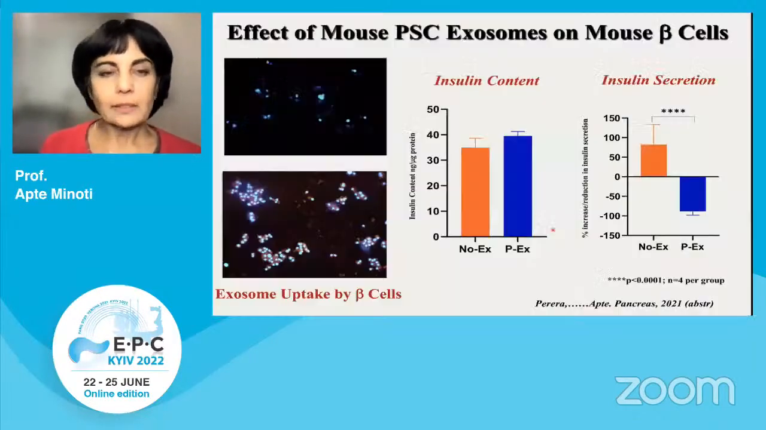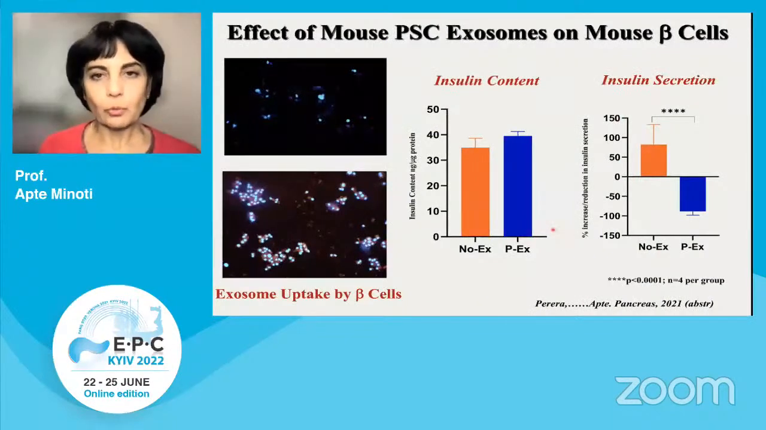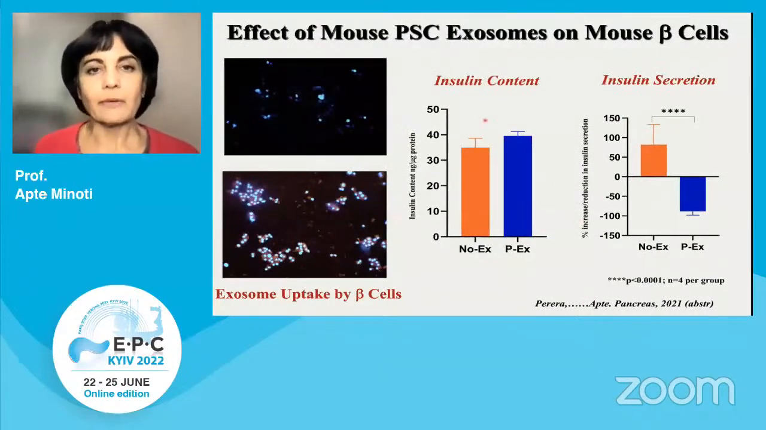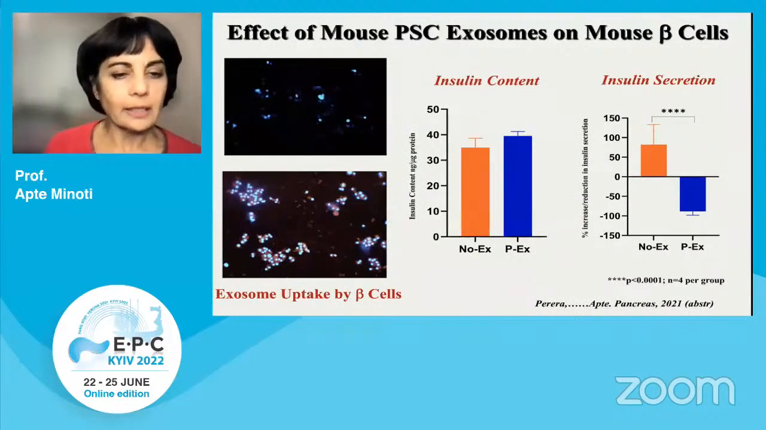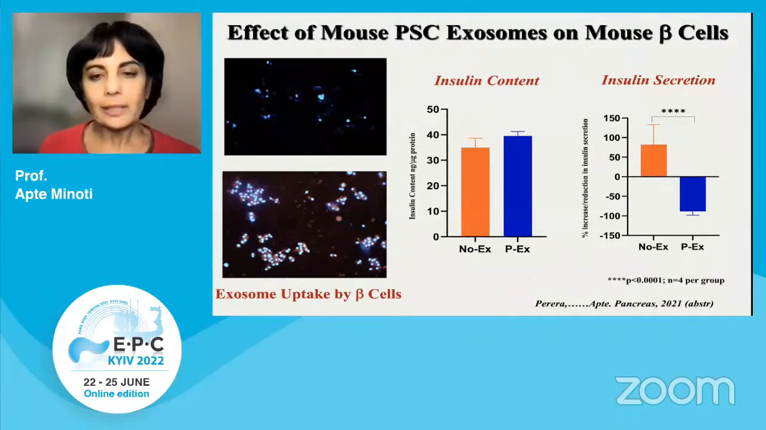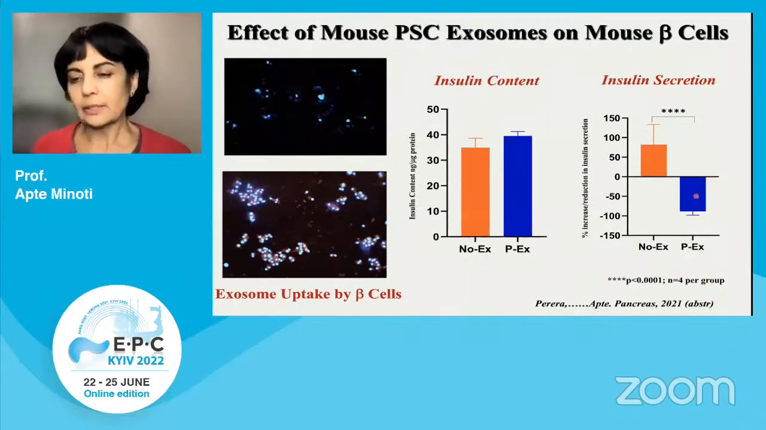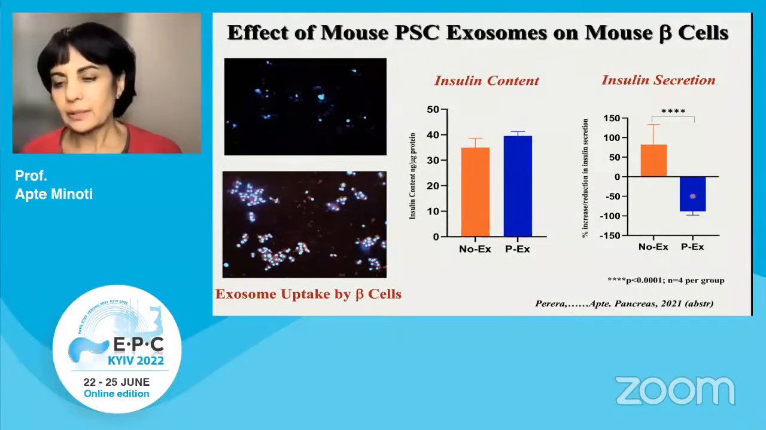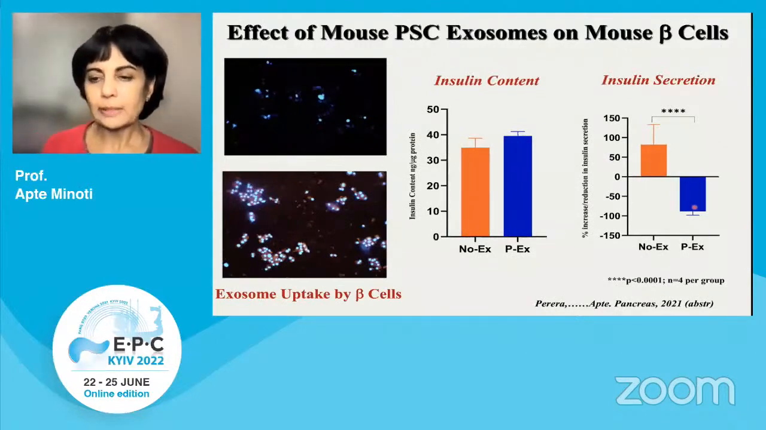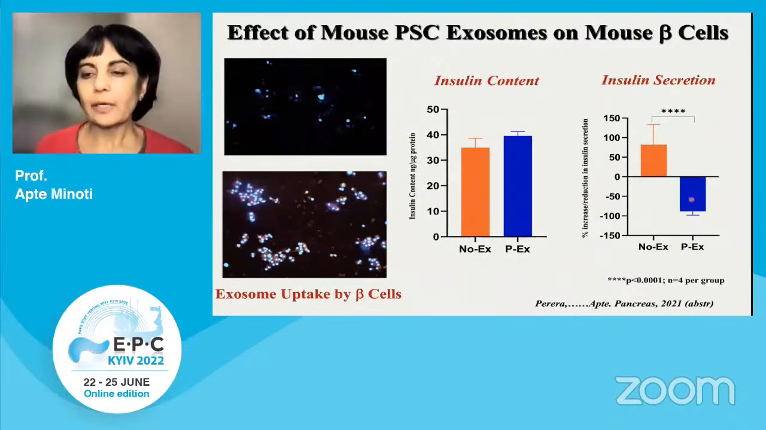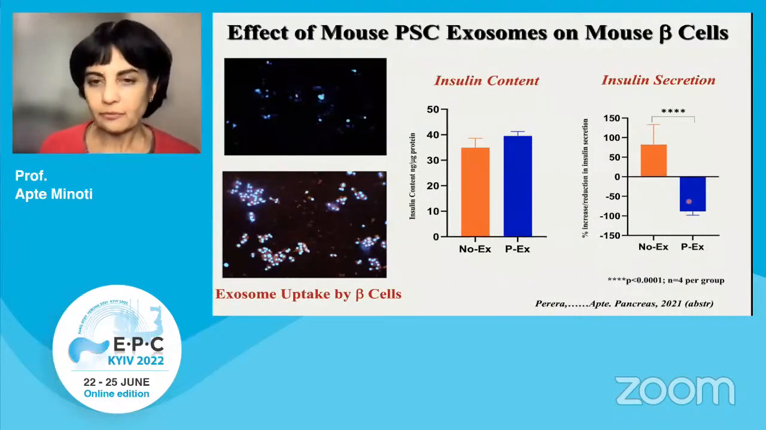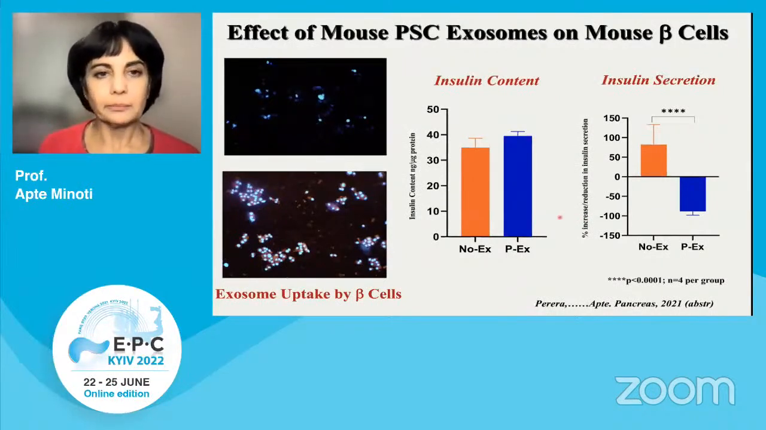In our lab, we've recently shown that exosomes derived from stellate cells are very readily taken up by mouse beta cells. And while the insulin content of the beta cells is unchanged, there's a significant decrease in insulin secretion by the beta cells exposed to stellate cell exosomes. We are now in the process of identifying the cargo of these exosomes to work out which factor mediates this effect. But it's interesting because this might explain a role for stellate cells in the diabetes of chronic pancreatitis.